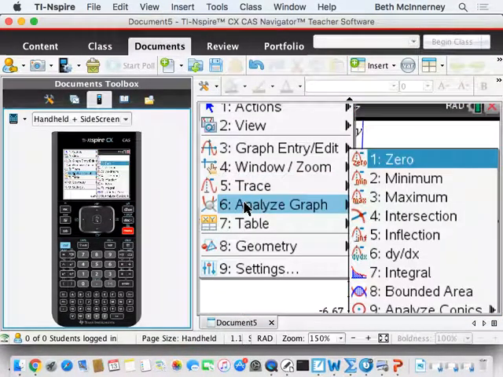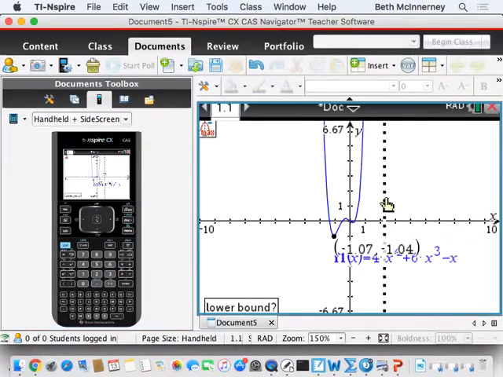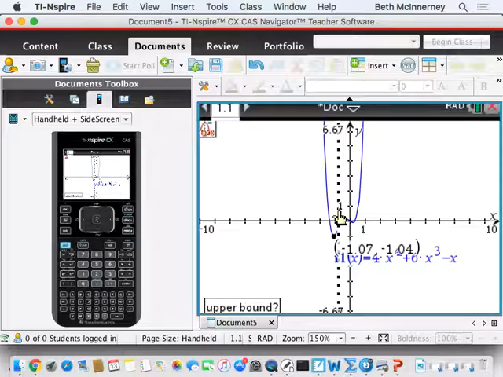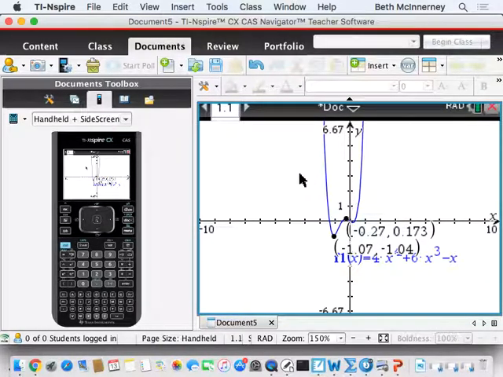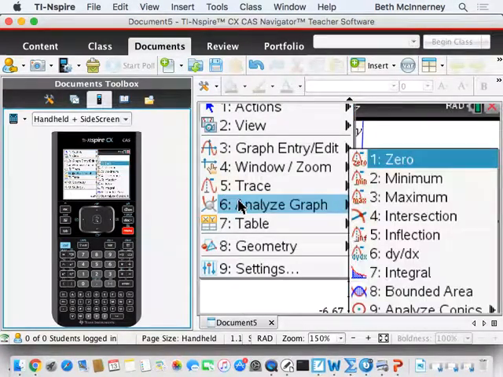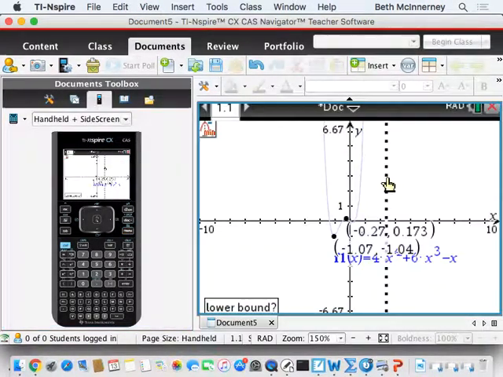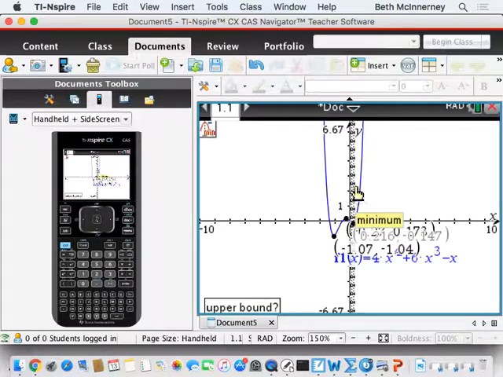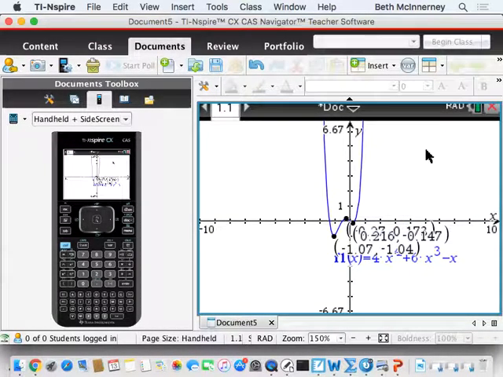So now I'm going to do it again. I press menu, analyze, and now I'm going to go get the hill. The one in the middle is the hill. So I tap a little to the left and a little to the right. On your papers, you're going to have negative 0.27 and 0.17. I'm rounding to 2 decimals. And then I'm going to go get the third one. Menu, number 6 is analyze, and that other one is a minimum. You've got to get kind of close to it. I'm getting positive 0.22 and negative 0.15.